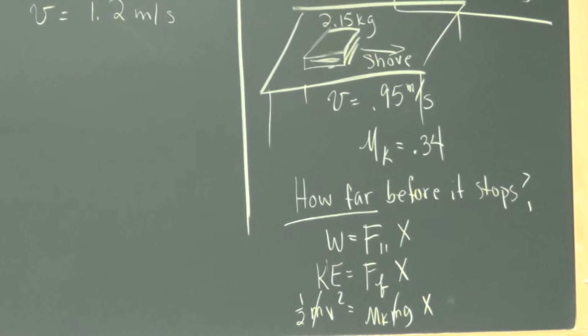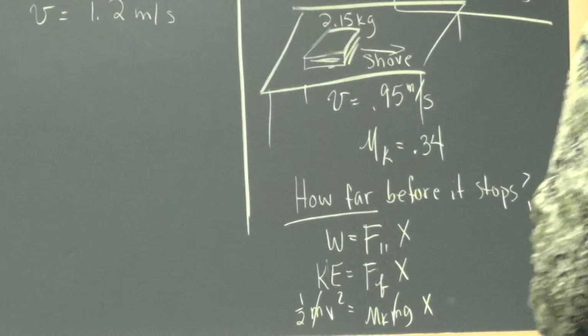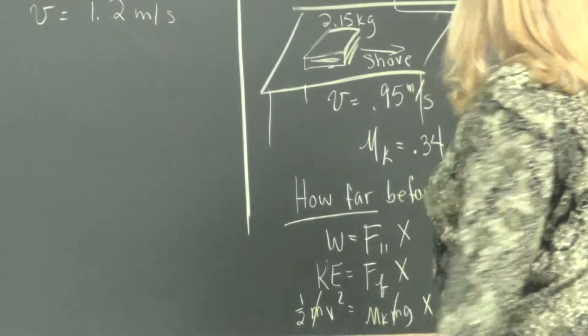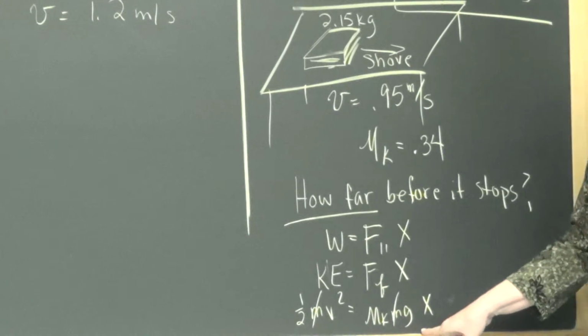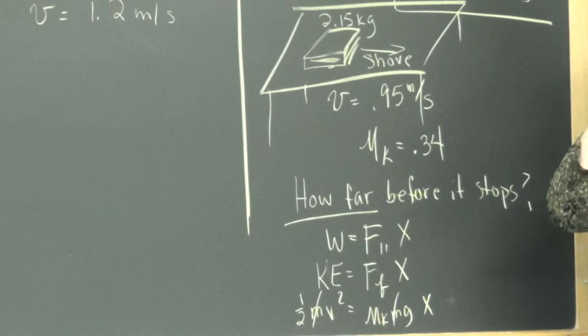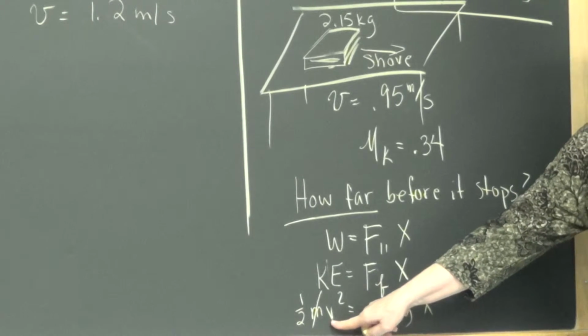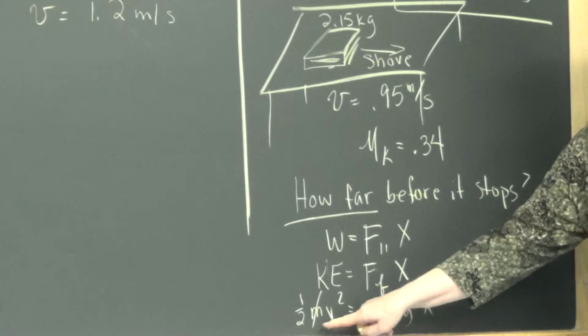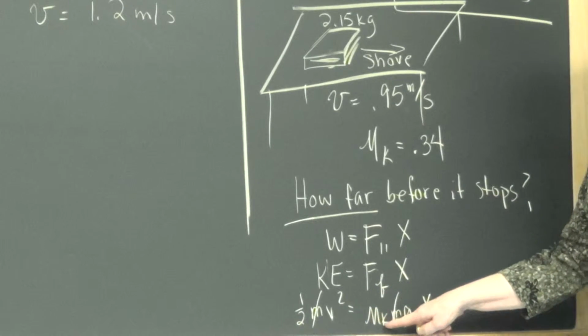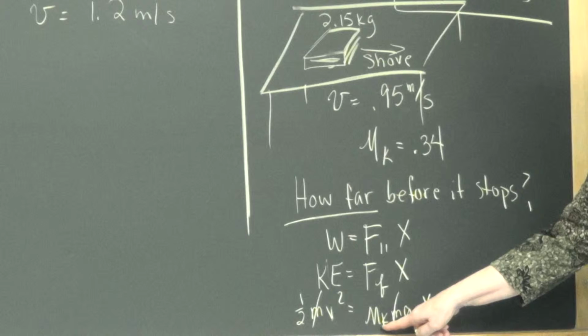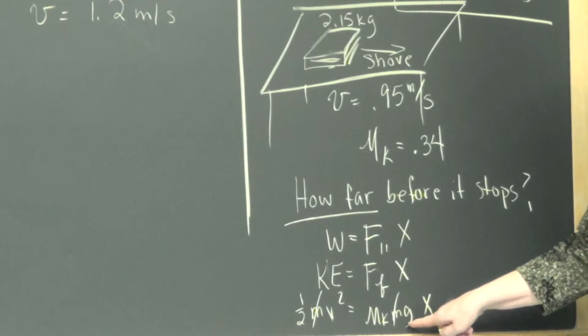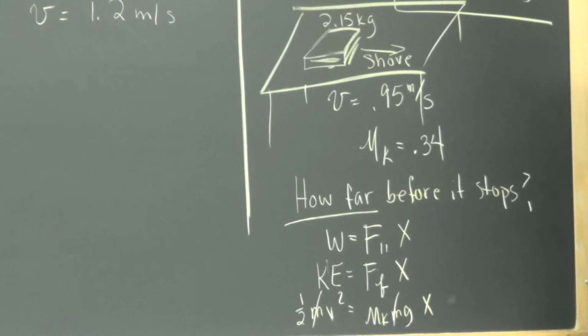Do we have to convert 2.15? It's already in kilograms. Make sure you square the velocity. The mass is crossed out. It's 9.8, just regular gravity. You're going to square 0.95, multiply it by 1/2, and divide by 0.34 times 9.8.